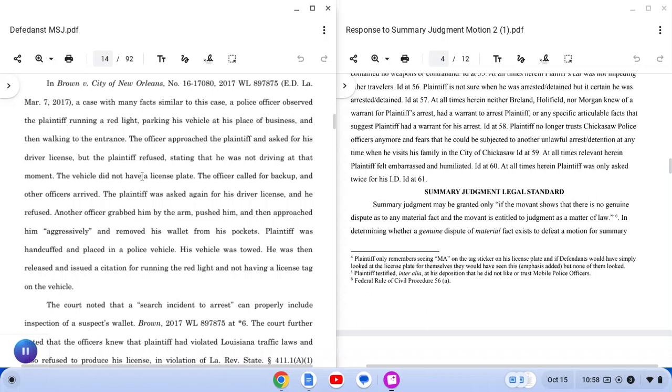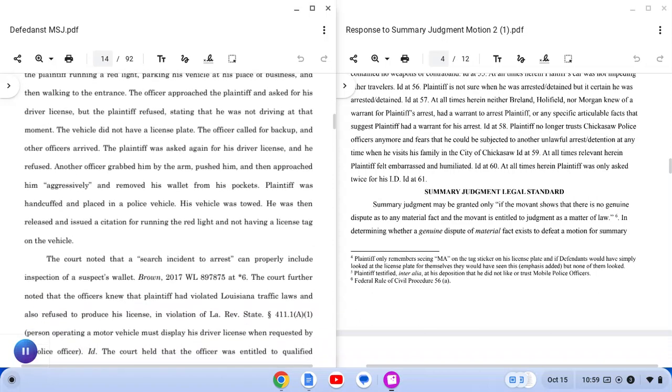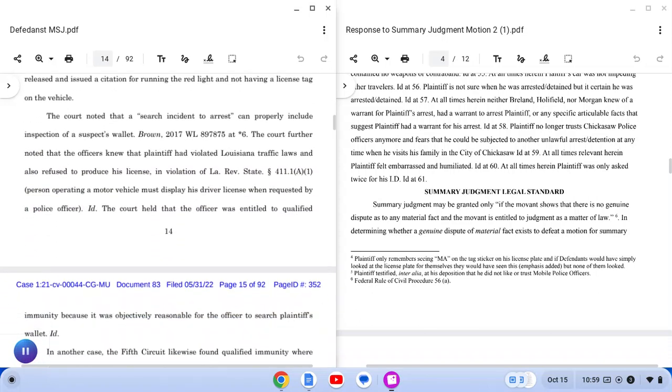Anyway, the vehicle did not have a license plate. The officer called for backup and other officers arrived. The plaintiff was asked again for his driver's license and he refused. Okay, that would be relevant, but this other stuff, that's irrelevant. Another officer grabbed him by his arm, pushed him, and then approached him aggressively and removed his wallet from his pockets. Plaintiff was handcuffed and placed in a police vehicle. His vehicle was towed. He was then released and issued a citation for running the red light and not having a license tag on the vehicle. All of that's irrelevant in my case.